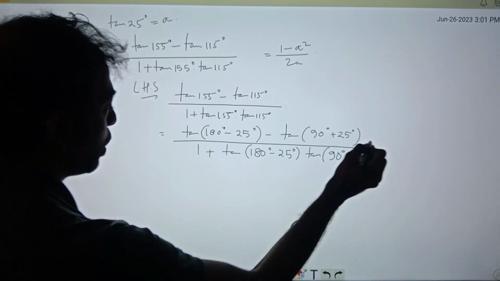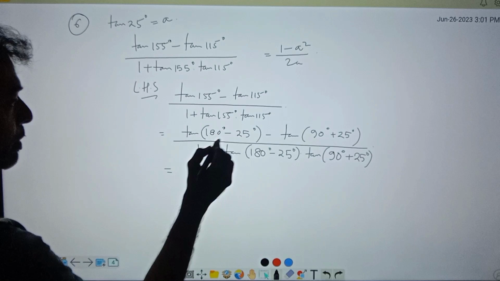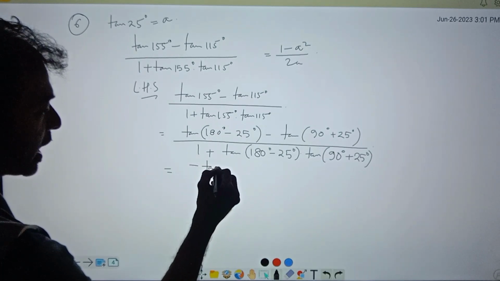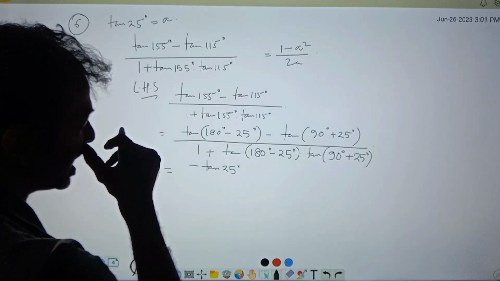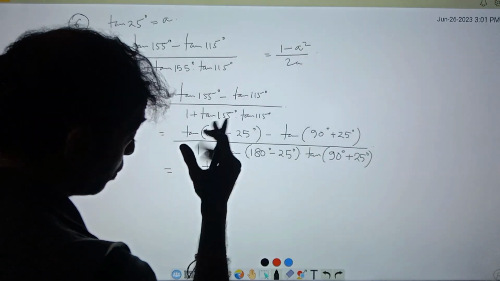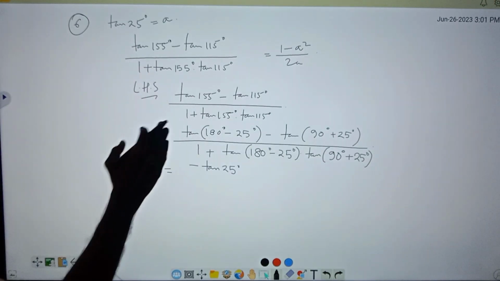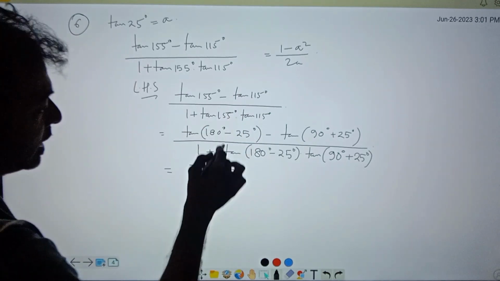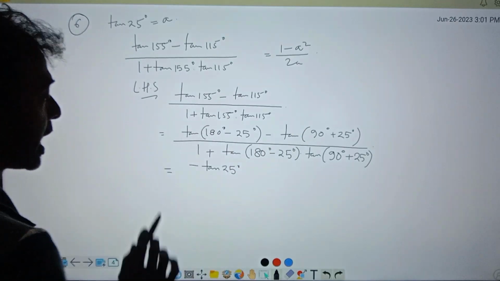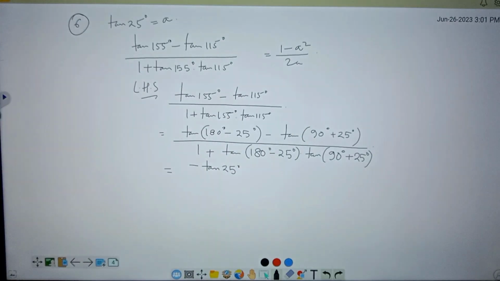Now we all know that tan 180 degree minus 25, that is minus of tan 25. Why is it minus tan 25? Because it is the multiple of 90 into 2, and 2 is an even number, so that's why tan is not going to change here, and it lies in second quadrant, and in second quadrant tan is always negative, so that's why that will be minus tan 25.